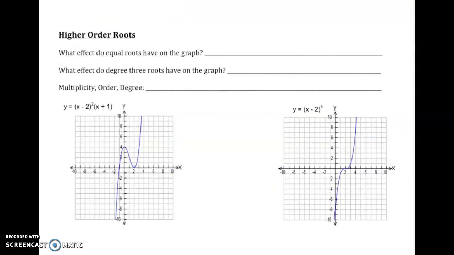So next we're going to look at higher order roots, and you'll see that in the next video.